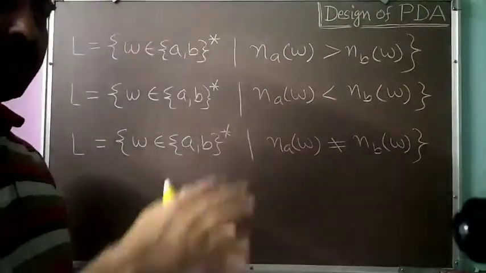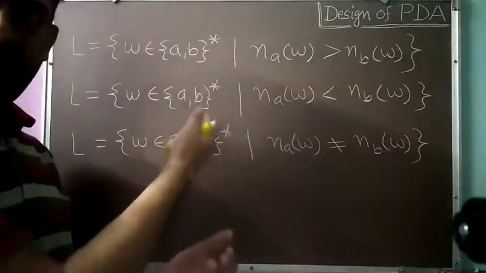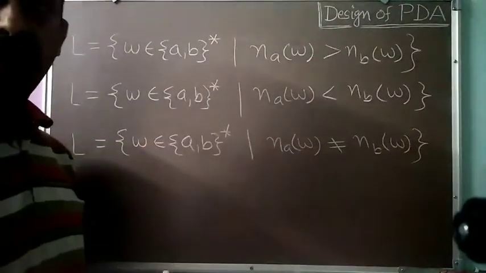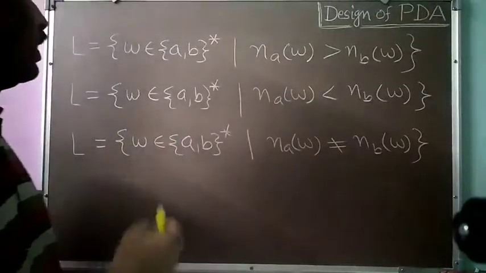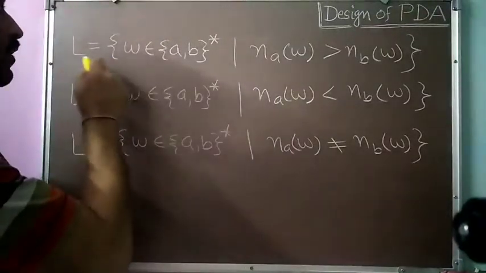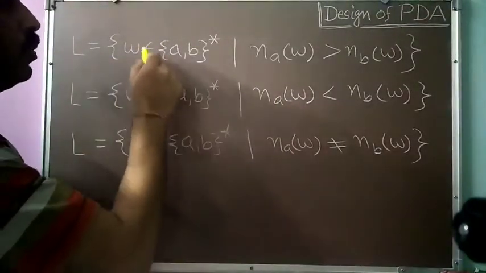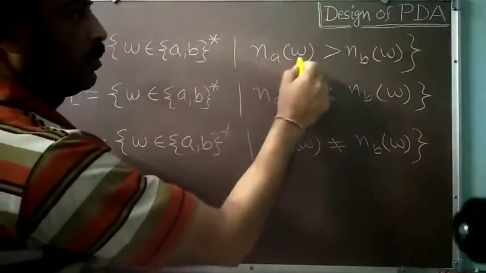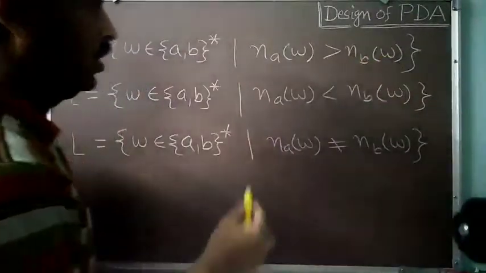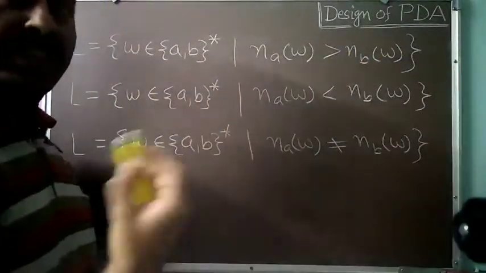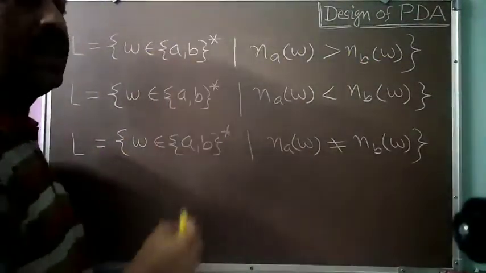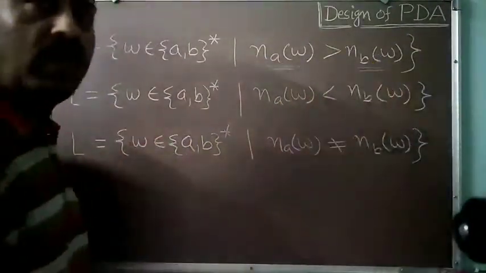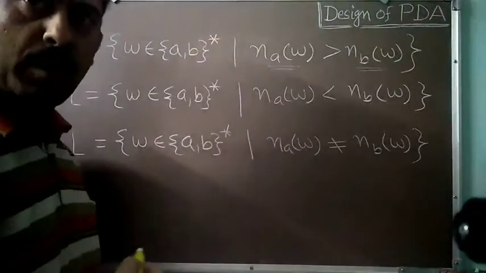Now I wish that on the basis of the discussion which we just had, you try to solve certain problems at home on your own. The first problem is language L is all words W belonging to {A, B}* such that NA(W) is greater than NB(W). Meaning thereby our language should accept all words over A and B where the number of A's is greater than the number of B's. So this is the first problem.